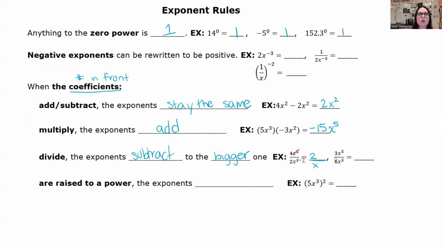For the next one, well, what's 3 over 6? Because that's dividing. 1/2. So we get 1/2. And then let's look at the exponents. On top, I have 5. On bottom, I have 3. Which one's bigger? 5. So I'm going to subtract 3 on the top, and I get x. How many of them? 2.